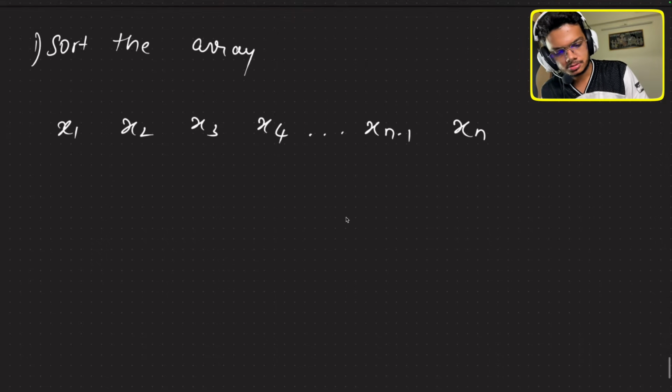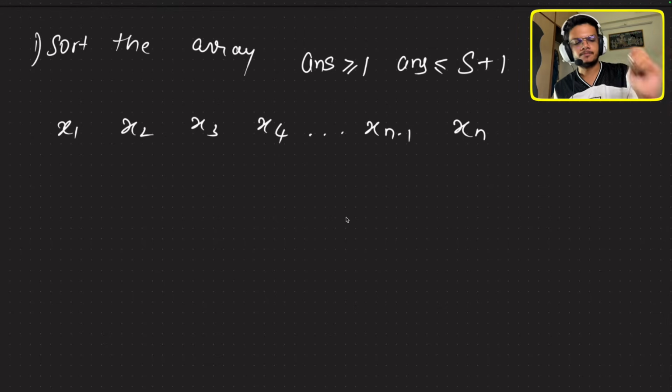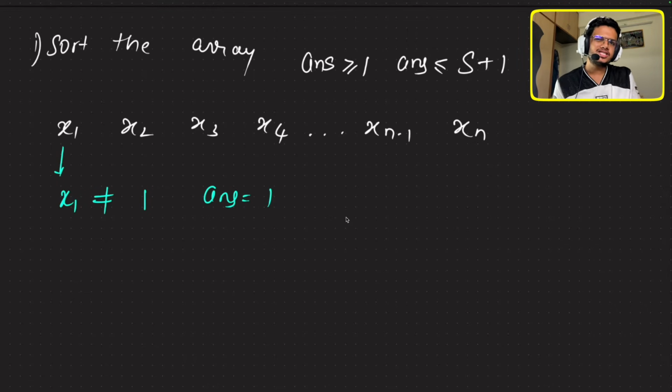Now what? Remember, we are after the smallest sum, greater than or equal to 1, which cannot be achieved. Our answer is greater than or equal to 1, and we know that our answer is less than or equal to the sum of all the elements plus 1. The smallest answer can be 1 as well. So this clearly says that if x1 is not equal to 1, our answer is 1, right? If the smallest value in the array is not 1, then our answer is 1. This is the smallest sum you cannot create.